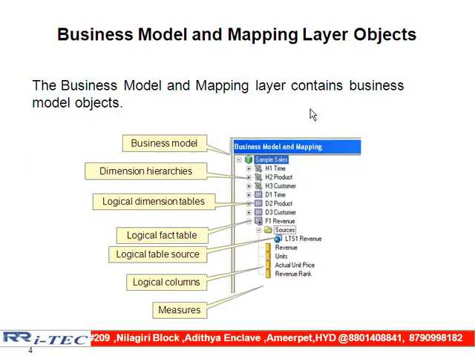Next, these are the objects. One is called the business model. This one I didn't explain as of now: we have one object called hierarchy. That will come at a later point of time. Next, logical dimension tables, logical fact tables, logical table source, logical columns, measures.